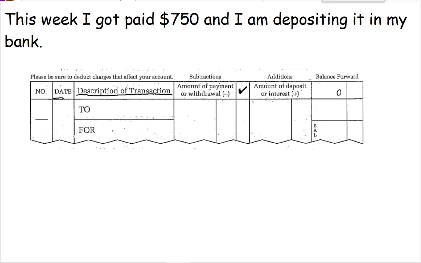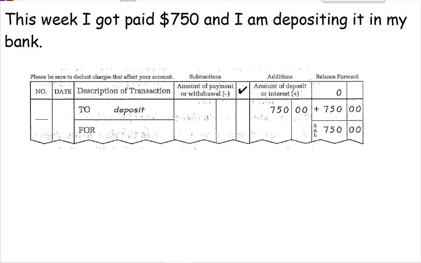The next column says amount of payment or withdrawal, and I write the amount I wrote the check for, or how much I got. I'm not going to use this column with the check mark right now. And then the amount of deposit or interest will keep track of the money I deposit or put into my account. And then the last column keeps track of how much money I have in my check account.